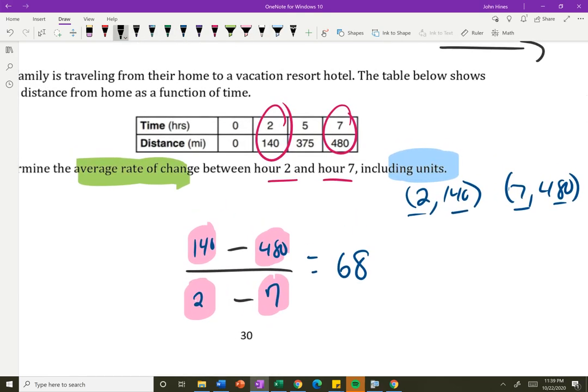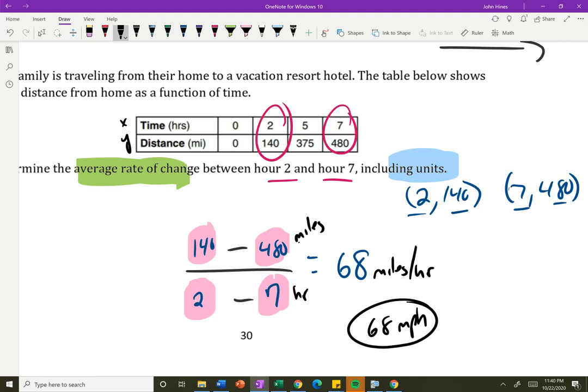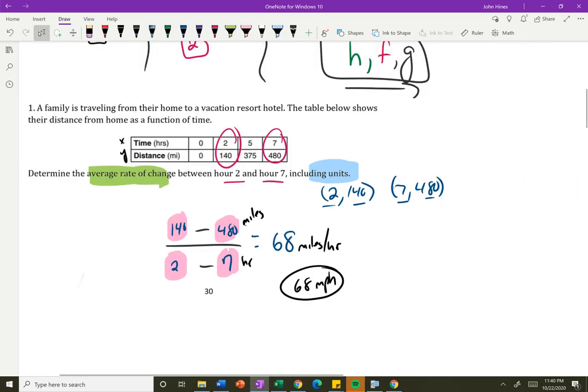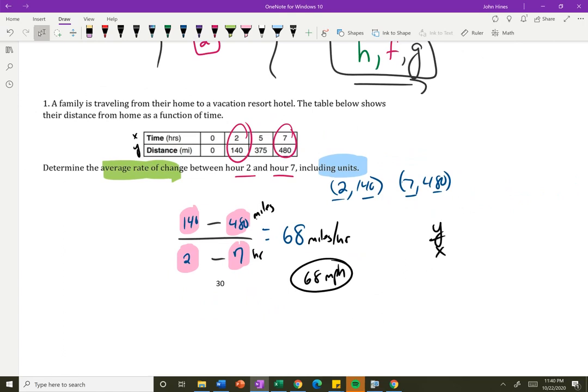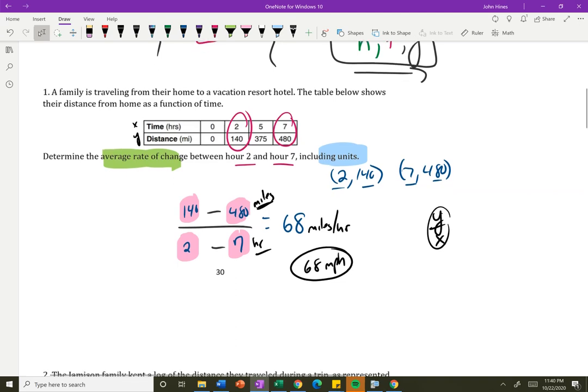So what are my y units? Well, my y units up top are miles. And my x units, right? My x units, it's y over x is hours. Miles per hour. So 68 mph is another way to write that. So again, average rate of change, it's a rate. You're describing how things change. I'm going 68 miles per hour on average. It's not perfectly 68, but overall between 2 and 7, the average rate of change is 68 miles per hour. So when we do units, the units are y over x because it's change in y over change in x. So units aren't too hard. You just have to remember to include them if asked for.